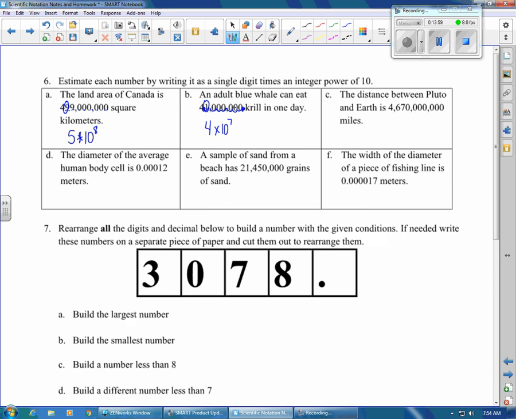So this next one, C, the distance between Pluto and Earth is 4 billion. No. See, I hate when I misspeak. It's really big.